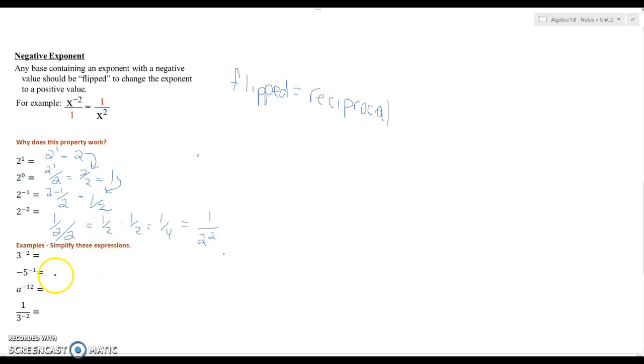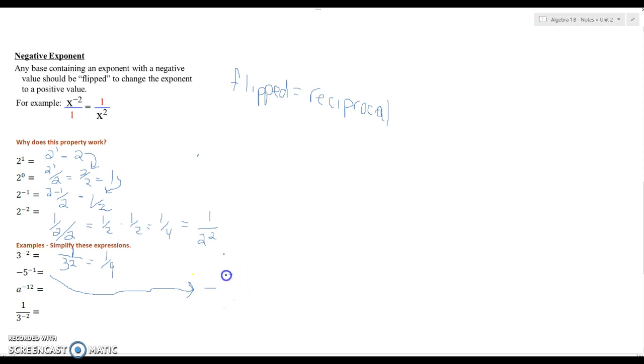So let's take a look at a few examples that we can simplify together. So 3 to the negative 2 means that in order to make this negative 2 happy or positive, it has to flip. So we get 3 squared in the bottom. And so we get 1 over 3 squared, which is 1 over 9. And I'm going to move this one over this way so we have some more room here.